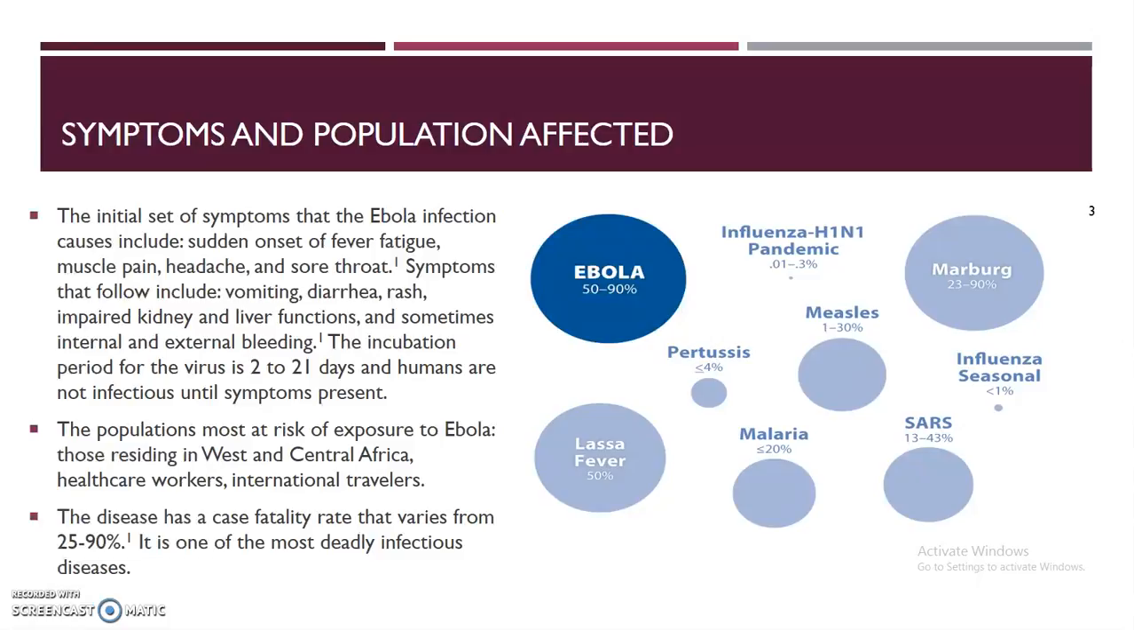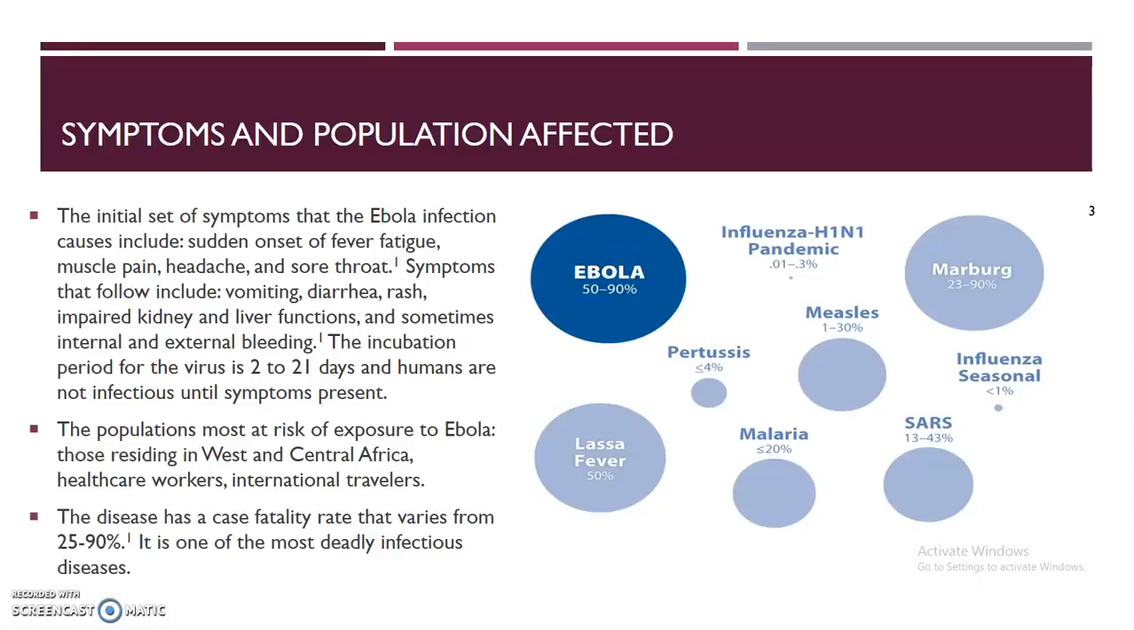The case fatality rate is fairly high, as you can see with this image on the right when we're comparing it to other infectious diseases like measles or SARS, or even just the regular flu. It is quite a bit higher. It has a case fatality rate that varies from 25 to 90% of those that become infected.